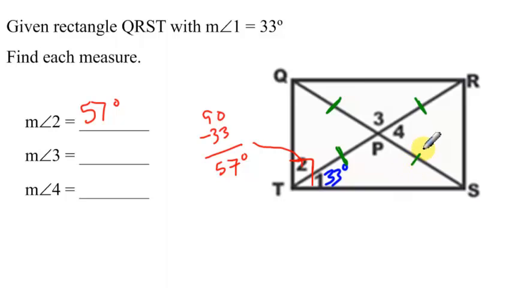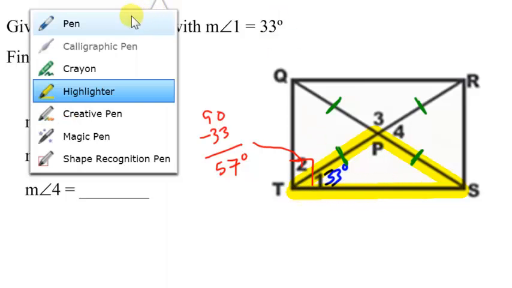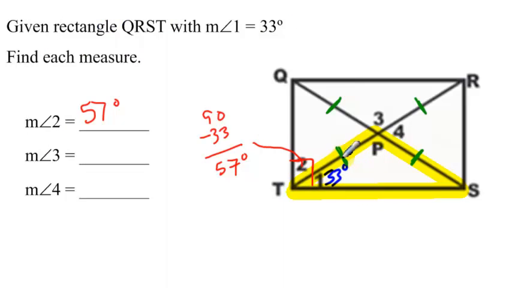These diagonals are congruent. Okay, now I want you to look at the triangles that are there. And I'm going to highlight this triangle right here, triangle TPS. What do we know about that triangle? Well, look at it, guys. These sides are congruent. What kind of a triangle is that? It's got 2 equal sides? Isosceles. So back to our old theorem for isosceles triangles. Remember, if 2 sides are the same, the angles across from them are the same.